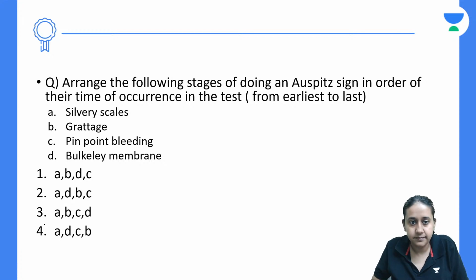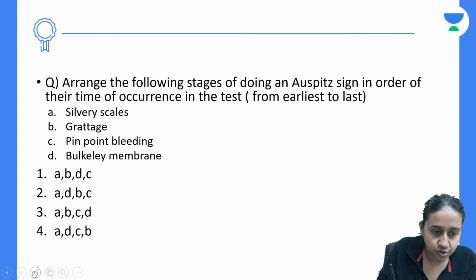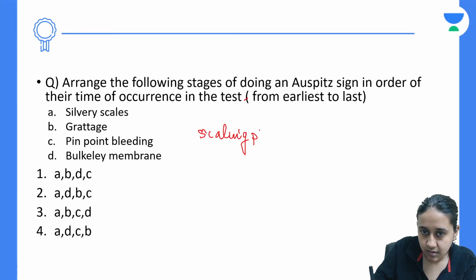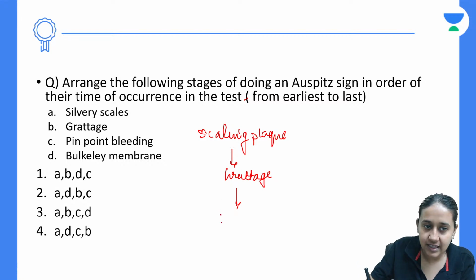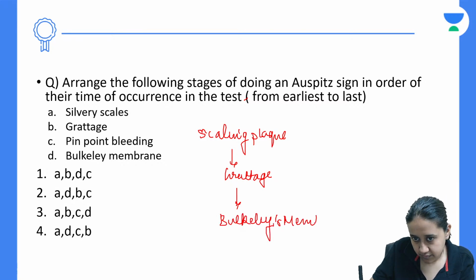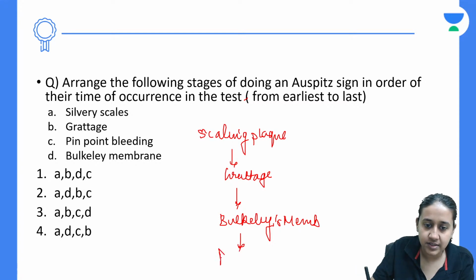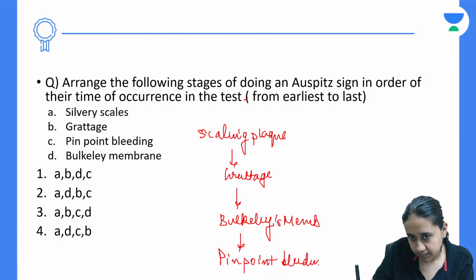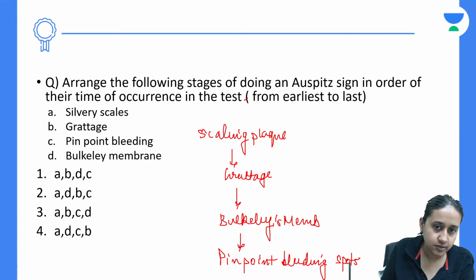Very nice. The steps: you should have a scaly plaque first, that is the prerequisite. You will scratch them, so you will do a grattage sign. You will remove these scales, you will see Bulkeley's membrane, and when you remove this Bulkeley's membrane, you will see pinpoint bleeding spots.